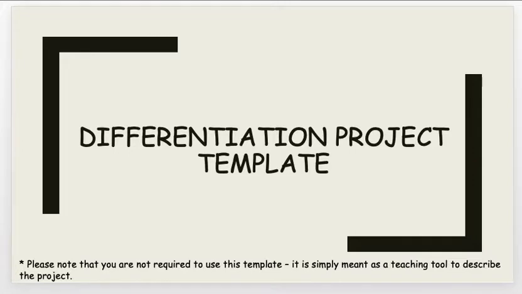I've created a differentiation template that you can use for this project. You're not required to do so, but just in terms of introducing the project, I usually find this pretty helpful. I'm going to do two things. First, I'll very quickly walk through the template of what's required, and then I'll show you some examples so you can see what I'm looking for.